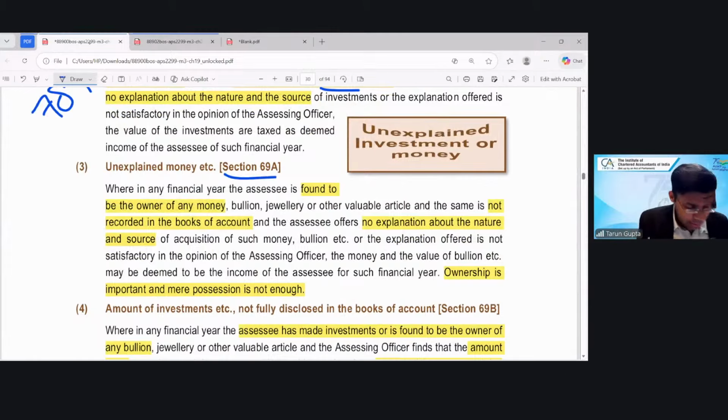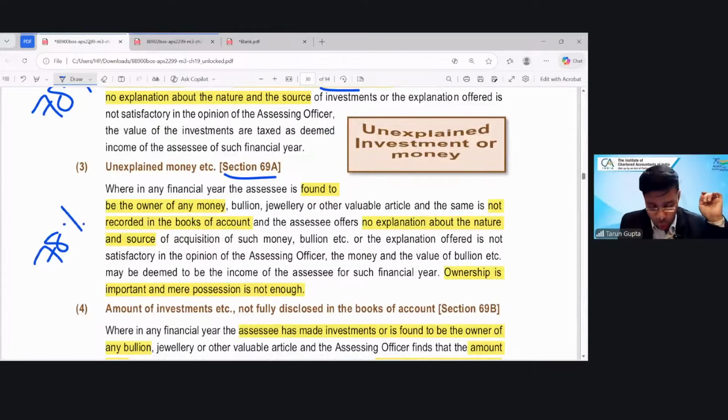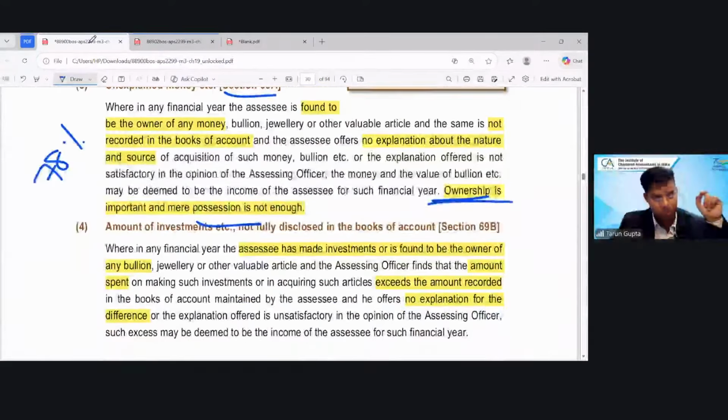Section 69A, unexplained money. If you are found to be the owner of some money, bullion, jewelry, or valuable article, and you could not explain the nature and source of acquisition of such money, bullion, jewelry, then the amount of such money, bullion, jewelry will be taxable in your hands under section 69A at the rate of 78%. But here you must be the owner, not only the possessor.